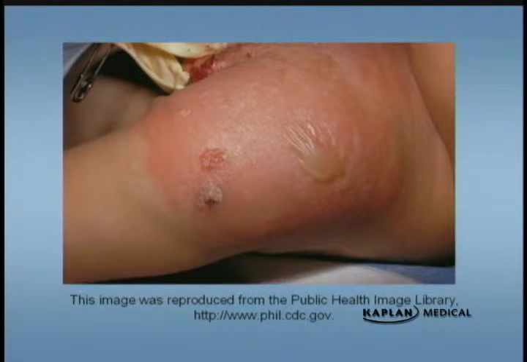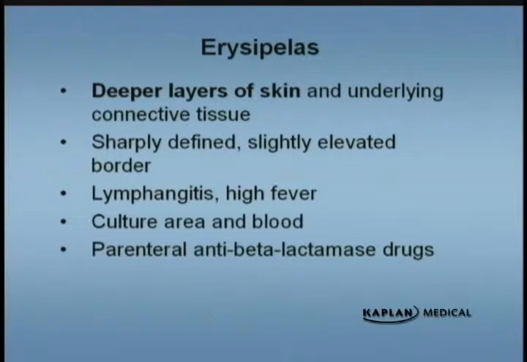Here we have a child. You can see almost like a bullous lesion of impetigo, but you can see these areas that are deeper and redder, and then you see this area of demarcation here. This is cellulitis. The erysipelas are even deeper layers infected of the skin, so it's the underlying connective tissue.